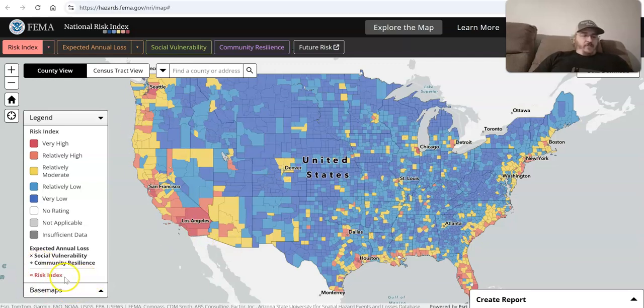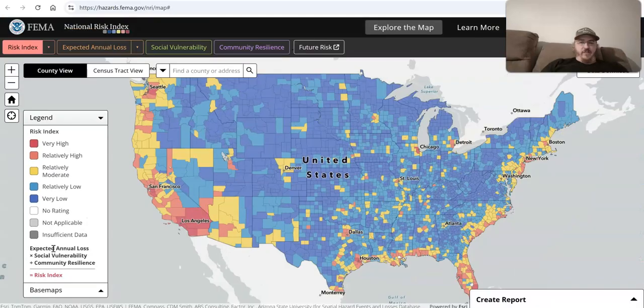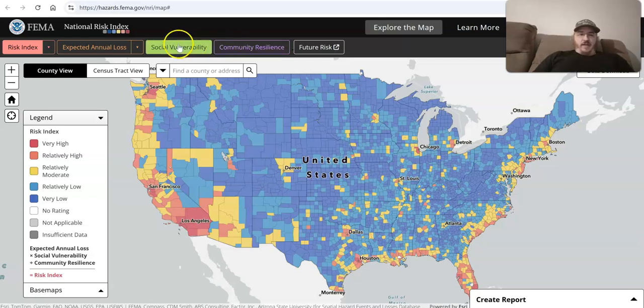So what's there to know about this? One of the big things is, if you come to this main one, this is just the risk index. What this is, is it's taking your expected annual loss, multiplying it by what they call the social vulnerability, and then dividing by the community resilience, right? These two have more to do with how the population in that area is, their ability to cope with disaster, more so than the frequency or type of disaster itself.